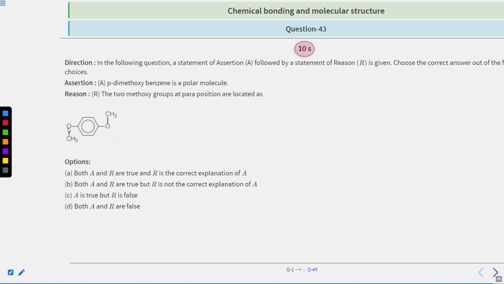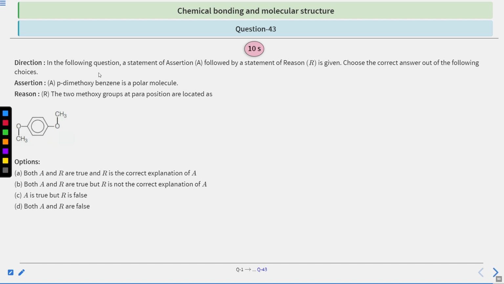Moving on to the next question, question number 43. Similarly, here also we have a statement of assertion followed by a statement of reason, that is R, and we have to choose the correct answer out of the following choices. The assertion is: para-dimethoxybenzene is a polar molecule. Reason: the two methoxy groups at para positions are located like this.